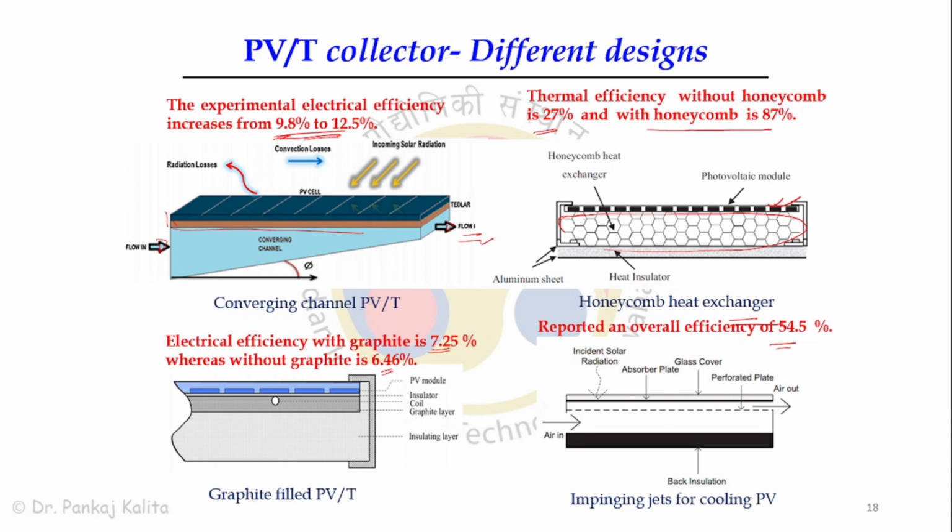One more thing you can see is the honeycombing. Without honeycombing the efficiency is 27%, but with honeycombing it is 87%. It can be asked in the exam also: what is the benefit of having a honeycomb? The benefit is that it provides an increase in surface area, so more energy can be absorbed.